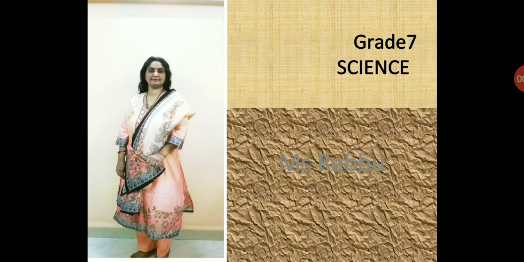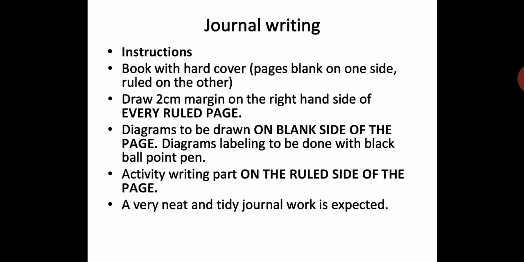So let us see what we are going to do today. We will continue with our journal writing work. Basic instructions for writing the journal will remain the same. Kindly adhere to them. The hardcover book which you have bought will have pages blank on one side and ruled on the other side.